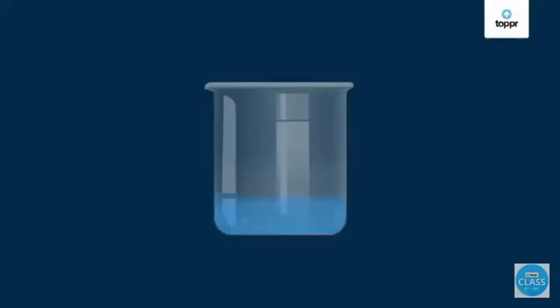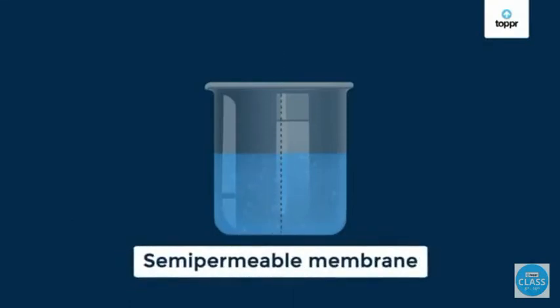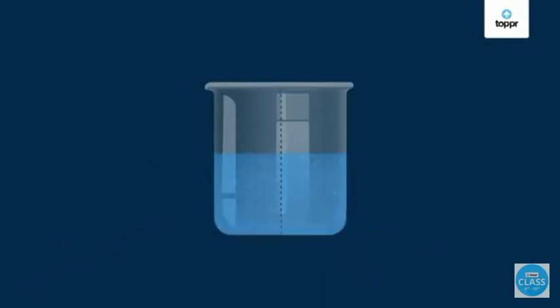Take a beaker and fill it with water. We are going to divide the beaker into two compartments by using a semi-permeable membrane. Let's name this compartment A and B. Water can move through this semi-permeable membrane. Therefore, free movement of water molecules occurs across the membrane. Water level in both the compartments is the same.